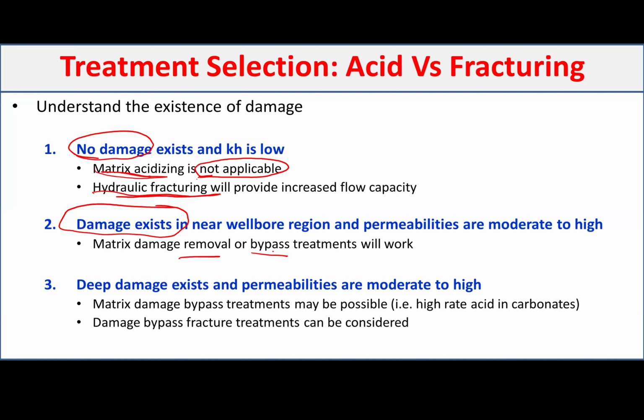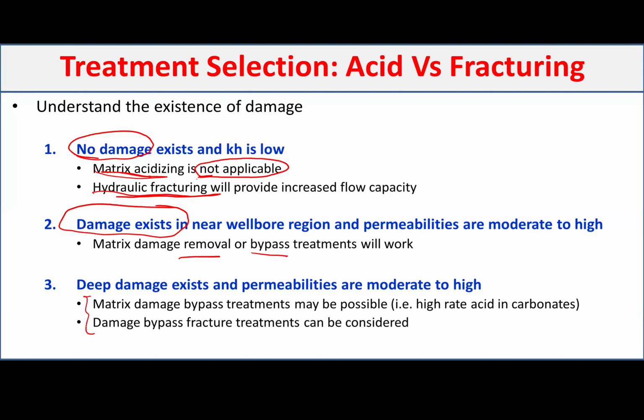The third category, which can happen in both: if you have damage and the damage is a little bit deeper inside the formation. If you are able to use a high rate, in this case, matrix acidizing can still be a good option. But if you cannot do a high rate, you can also think about fracture treatment. So in this case both can be done, or can be selected depending on the injection rate that you will allow on the surface.